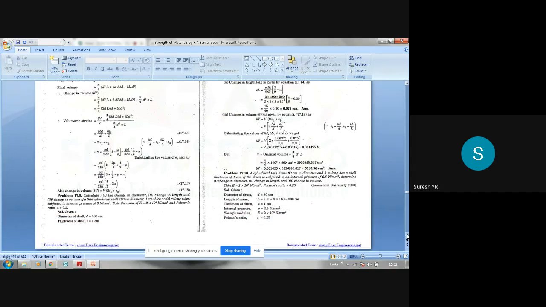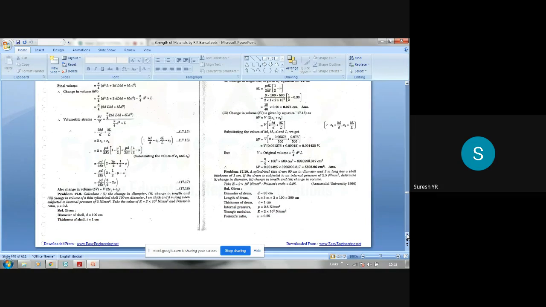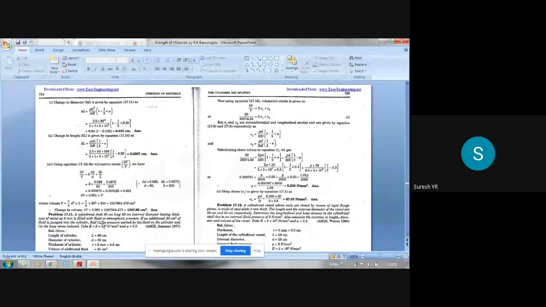You will go to the next one. There is no difference, only your data is different. That's all. The procedure is the same. The next problem: a cylindrical shell is 90 centimeters long.